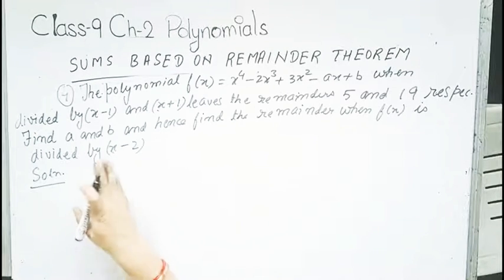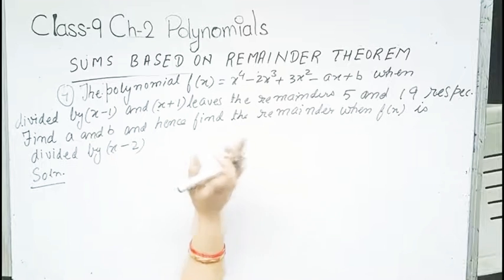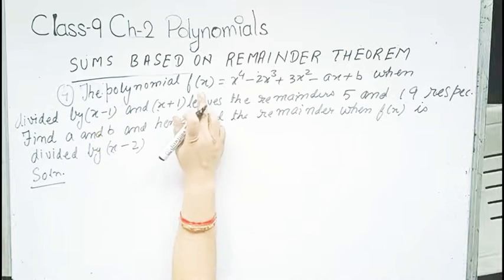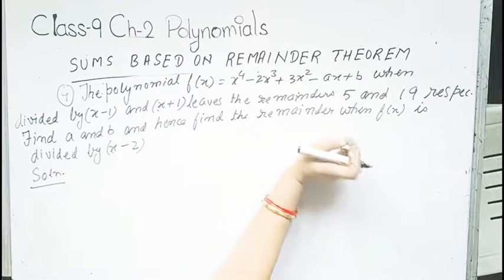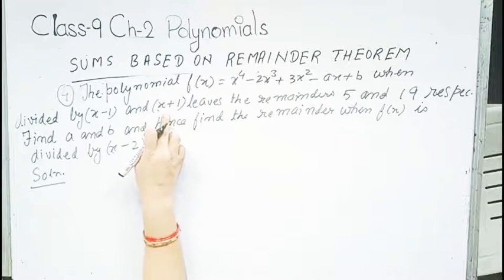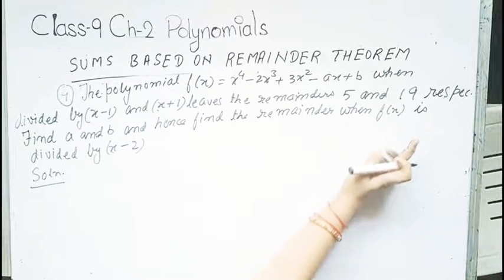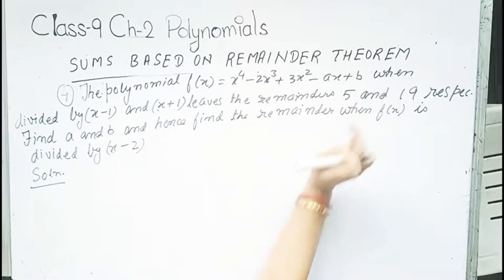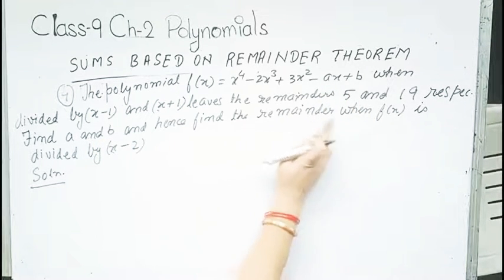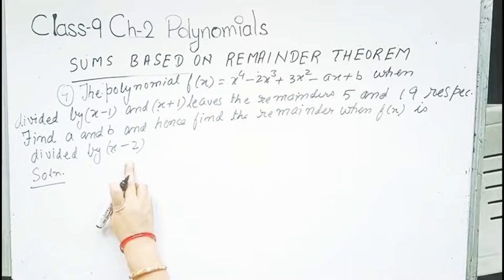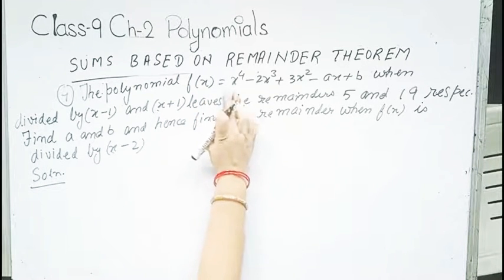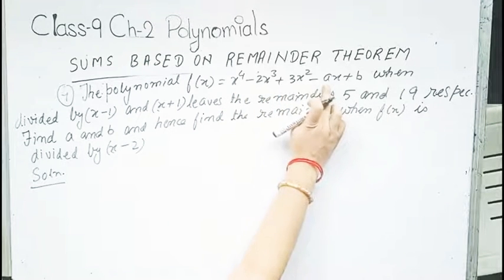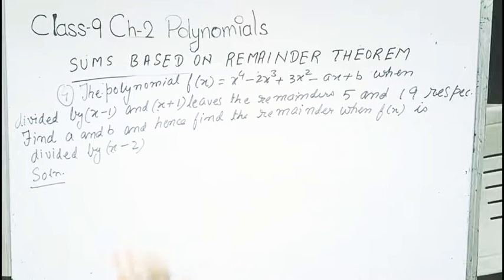Let us go to the next type of sums based on the topic of remainder theorem. The question says that the polynomial f(x) is given, when divided by x minus 1 and x plus 1 leaves the remainder 5 and 19 respectively. We have to find the value of a and b, the two constants in the given polynomial, and hence find the remainder when f(x) is divided by x minus 2. The polynomial is given as f(x) equals x to the power 4 minus 2x cube plus 3x square minus ax plus b. So let us start the solution.